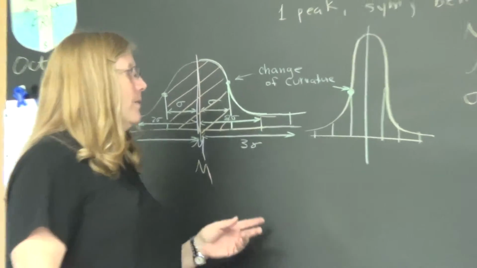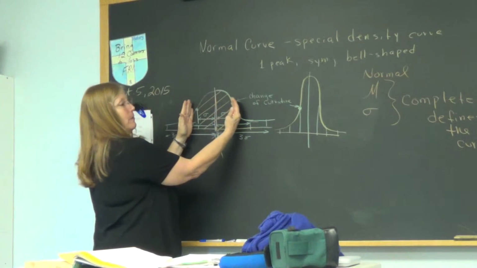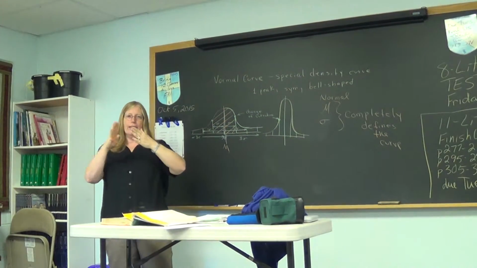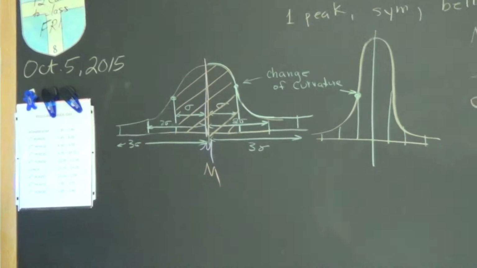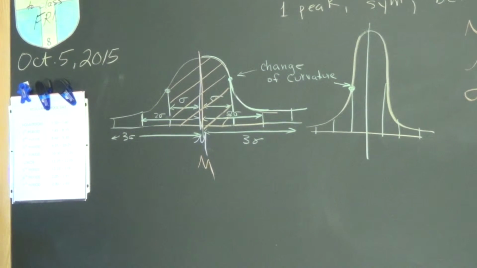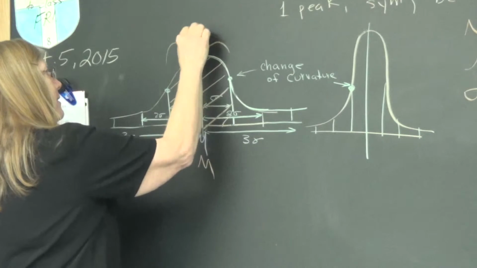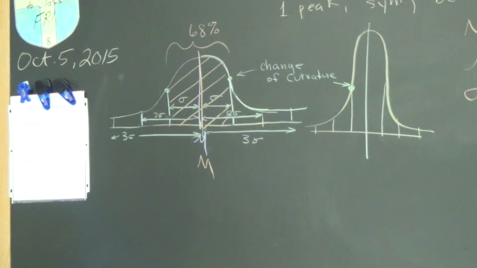All right, part two. If you would color in or stripe one standard deviation from the mean on either side, so you're going to that point of curvature on the right and that point of curvature on the left. If you would draw that and stripe or color it in, the mathematicians came along and told us that is 68% of the area under the curve. So 68%, we have to memorize that.